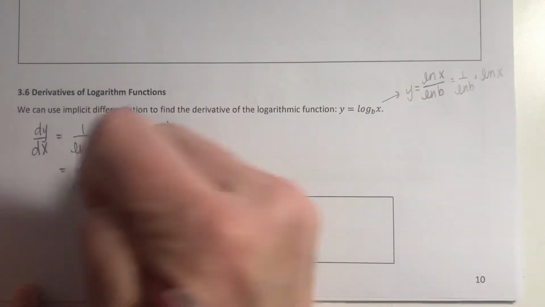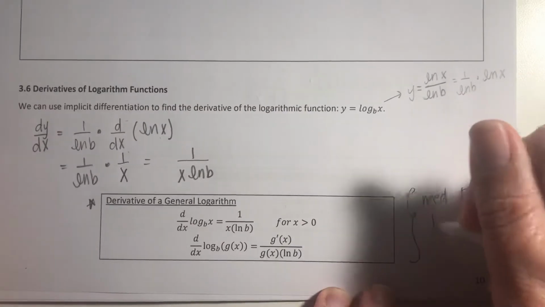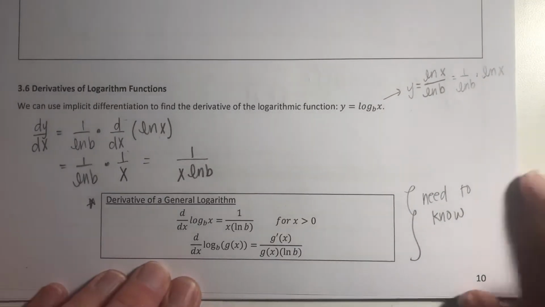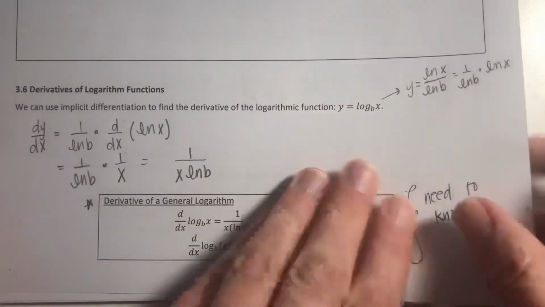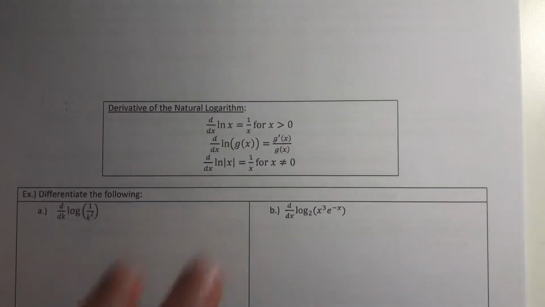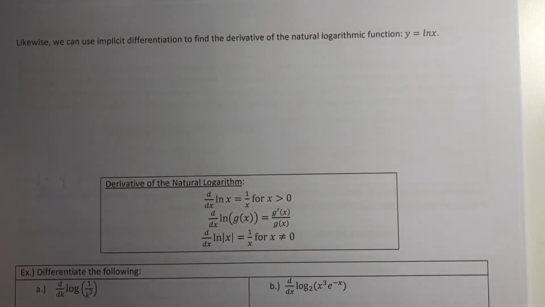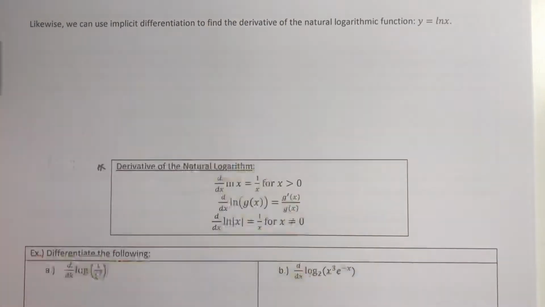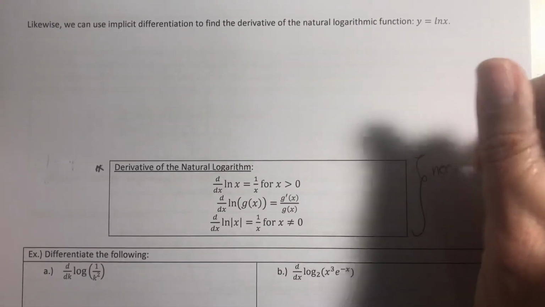So down here, give this box a star. This is definitely something that we need to know. Should have those memorized. And then moving on to the next page, there's another derivation of one of our derivatives. I'm going to go ahead and leave that for you guys to do on your own. But right below that is another box that we will star. And these are definitely formulas that we need to know.